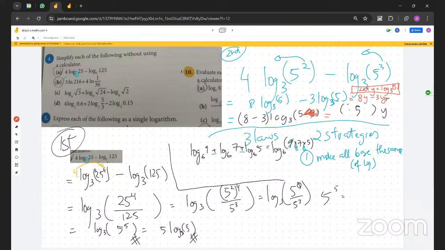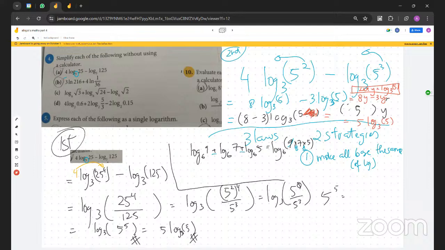Yeah. So if it's 8y minus 3y, then you'll just get 5y. That's easy, right? No problem. And then once you let, you must always return it back to the original: 5 log 3 base 5. You're returning it back to the original. Make sense?